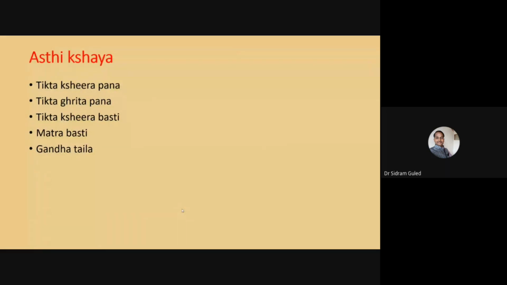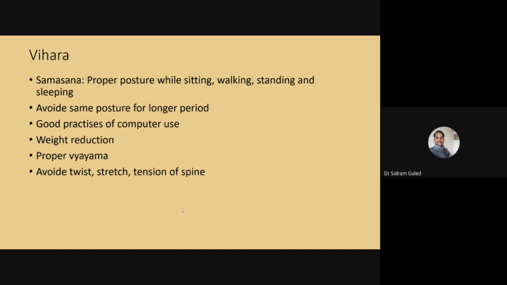So Tikta Kshirapana internally, Tikta Gritapana internally, or Tikta Kshirabasti, Matra Basti, and even Gandhathaila proved to be beneficial in osteoporosis. We have to strengthen the weakened bones, and that has to be taken care of in the disease. And Vihara plays an important role, as the causes of the Prushtvamsha diseases or the spinal diseases are the Vihara. Like that, further damage can be minimized, so proper vihara has to be advised to the patients.